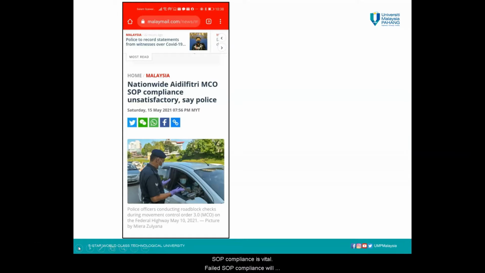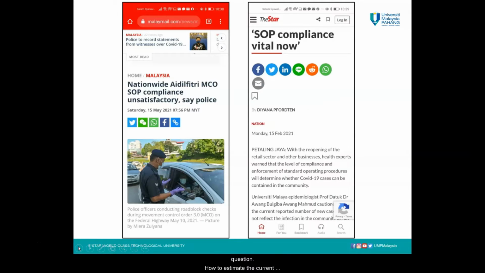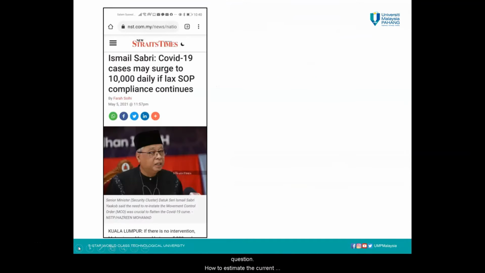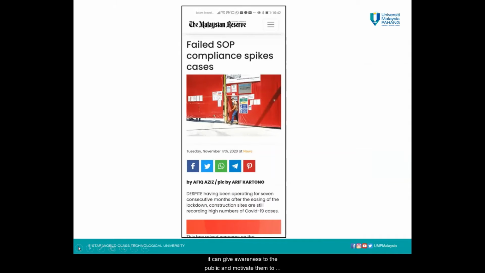SOP compliance is vital. Failed SOP compliance will spike the number of cases. We ask ourselves one big question: how to estimate the current compliance level of the public to the SOPs? This estimation is important to policymakers and health officials as they can infer the effectiveness of intervention strategies. Besides, it can give awareness to the public and motivate them to improve their individual responsibility by obeying the SOPs.